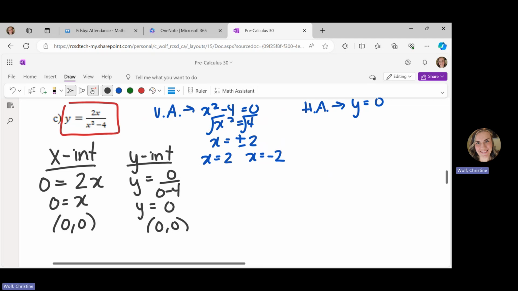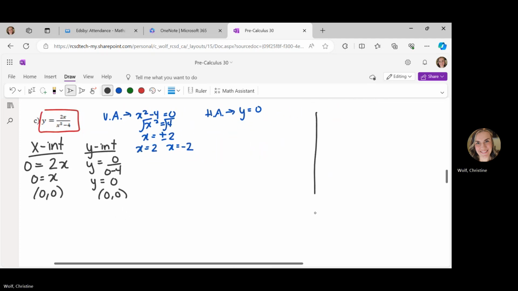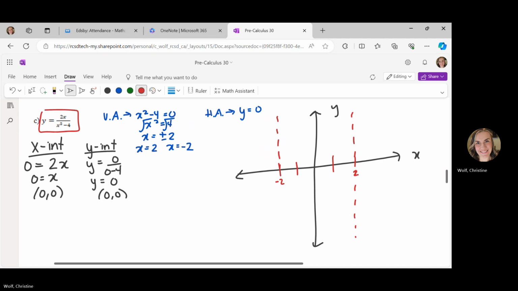What do we know about the origin? There's going to be an asymptote going through there because I have an asymptote of y equals 0. So again, we have points just breaking the rules. Okay? Let's draw this out and see what happens. Okay, asymptote at +2, asymptote at -2, asymptote through the center.